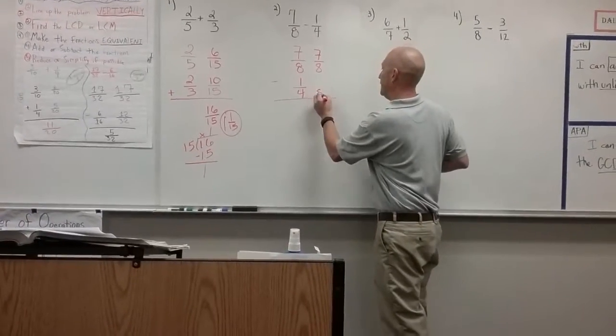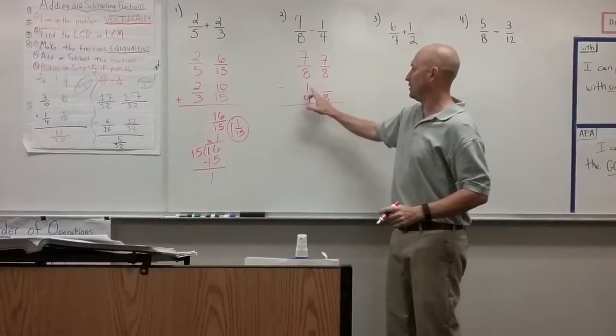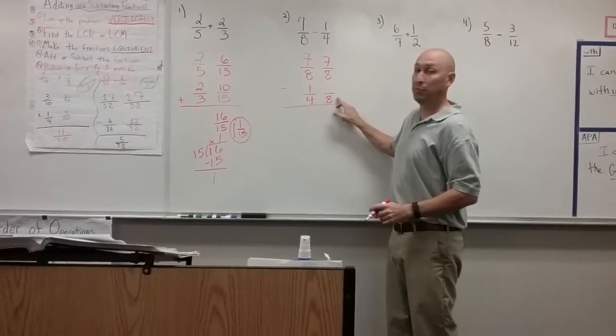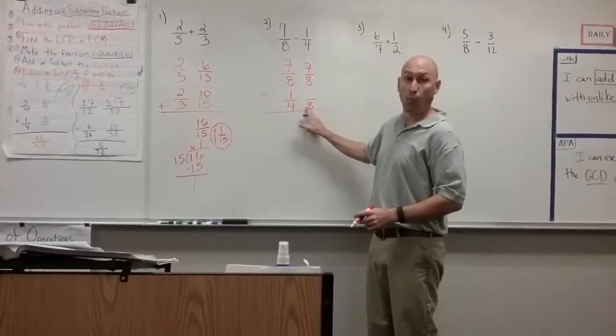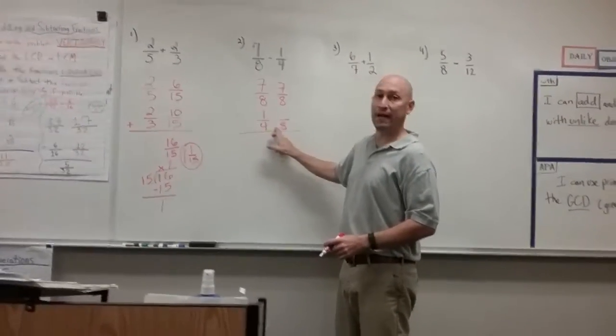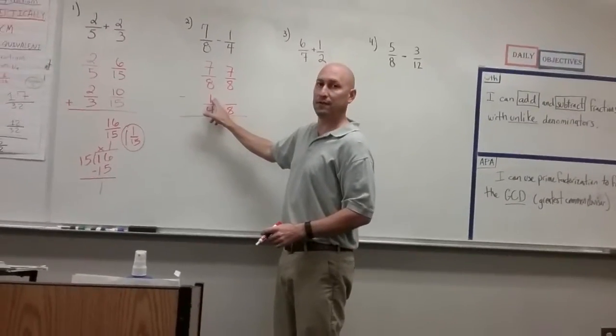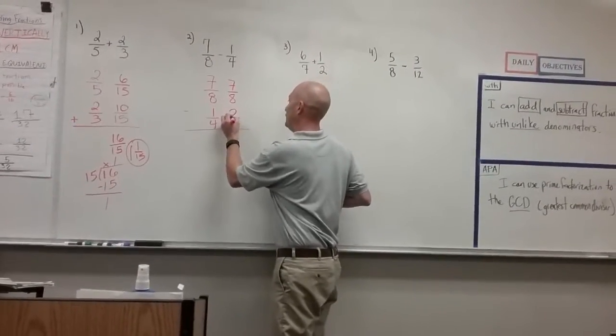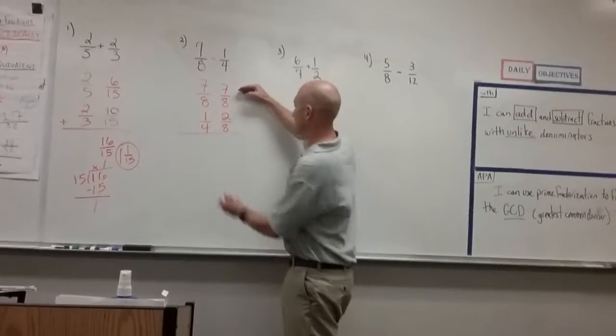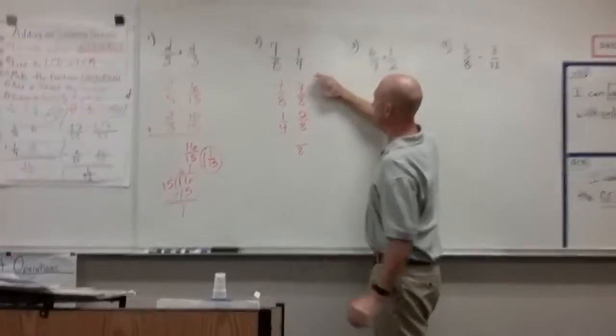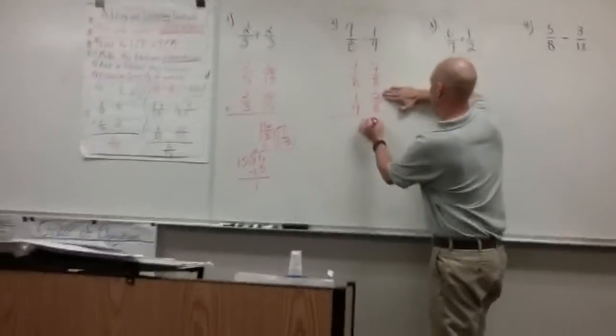I don't need to rename it or change it. And now I'm looking for an equivalent fraction of 1/4 over blank 8. So 4 times what gives me 8? 4 times 2. I'm going to do the same thing to the numerator. 2 times 1 is 2. And now I go to subtract. Bring down my denominator, and 7 minus 2 is 5.